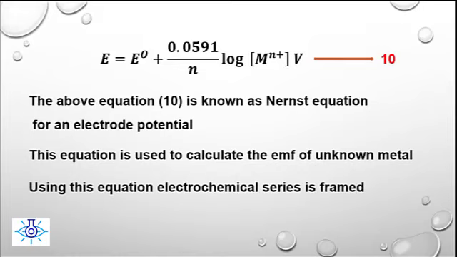This equation is known as the Nernst equation for an electrode potential, and this equation is very important to calculate the EMF of an unknown metal, and using this equation only the electrochemical series is framed.